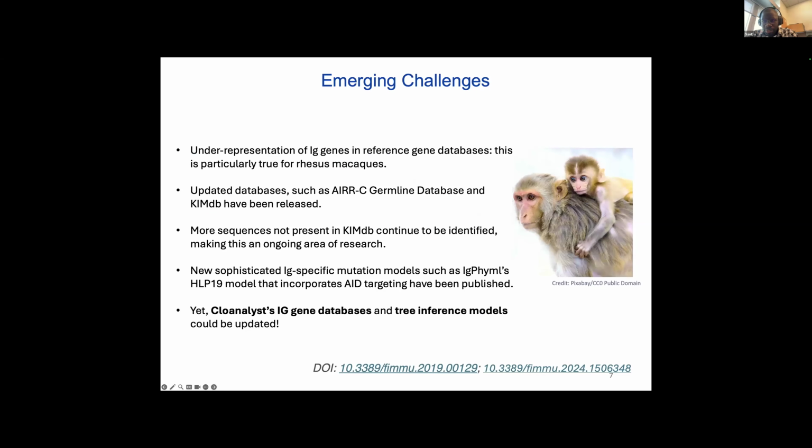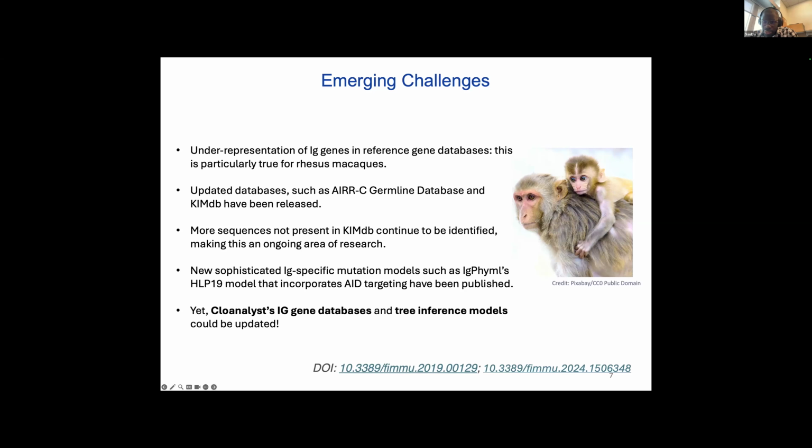However, recent findings reveal an underrepresentation of IG genes in gene databases, like one of the speakers mentioned earlier. And this is particularly true for rhesus macaques, a non-human primate that has long been the focus of research to understand the immune responses to human pathogens due to their close genetic relationship to humans. Their genome shares 93% similarity with the human genome and 97% similarity in the coding regions.